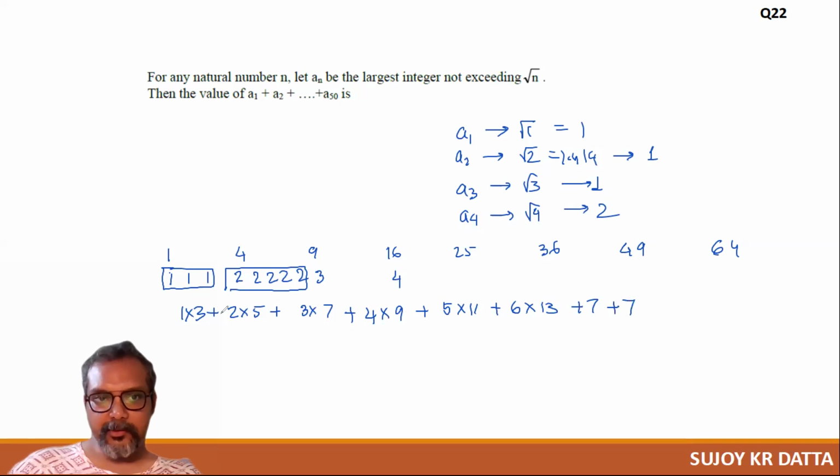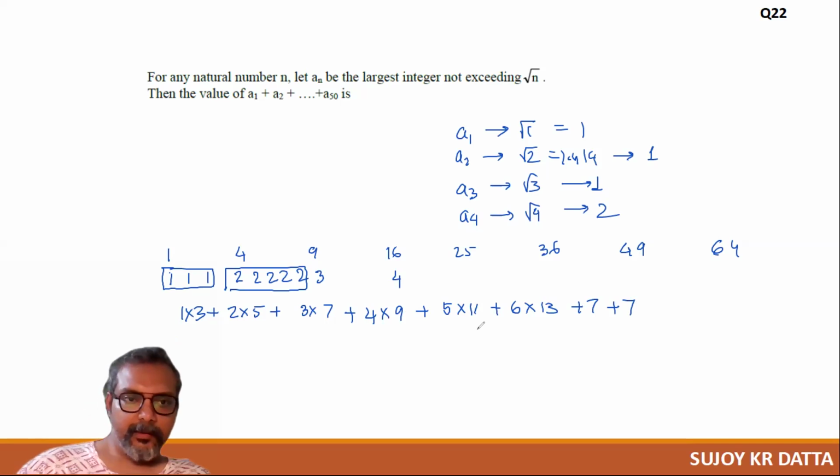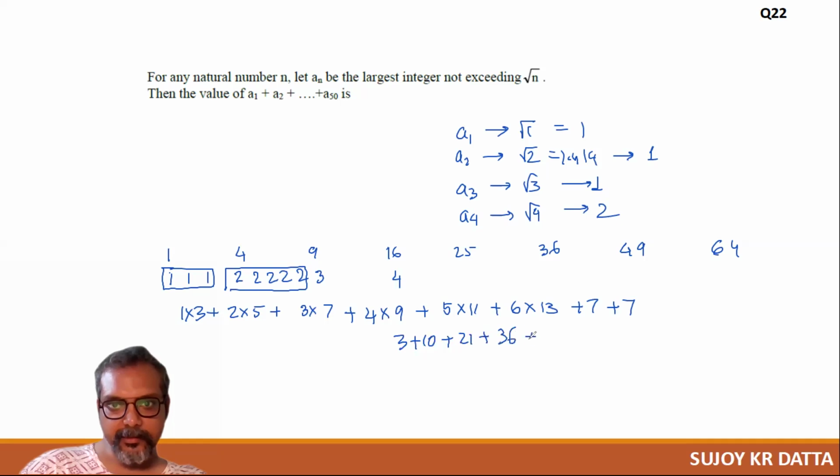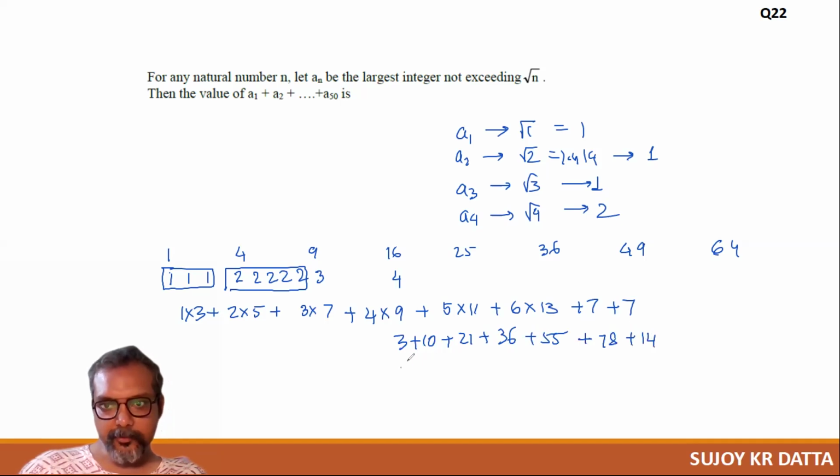And then we stop. So the sum is, in this case, 1 times 3, we have 3, plus 10, plus 21, plus 36, plus 55, plus 78, plus 14. And that adds up to, let's add up. So 13 plus 21 is 34. 34 plus 36 is 70. 70 plus 55 is 125. On this side, you have 92. So 217 is the answer.